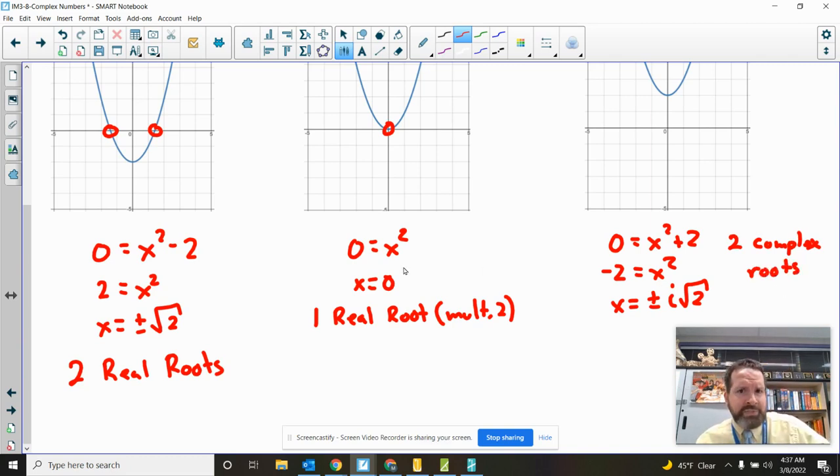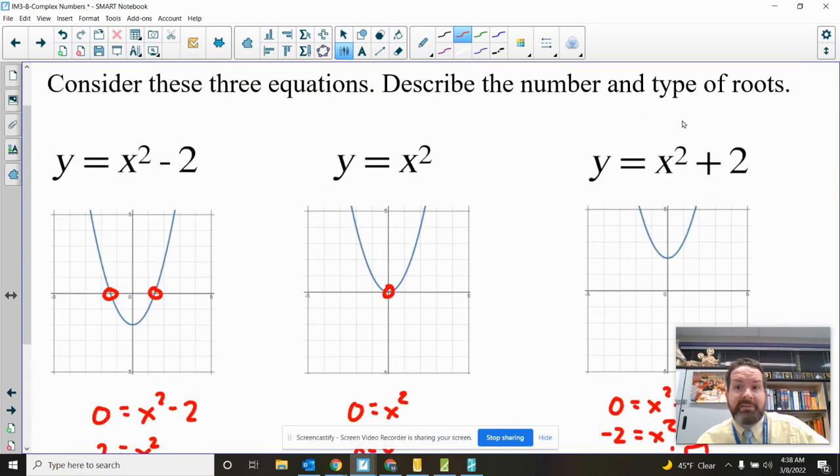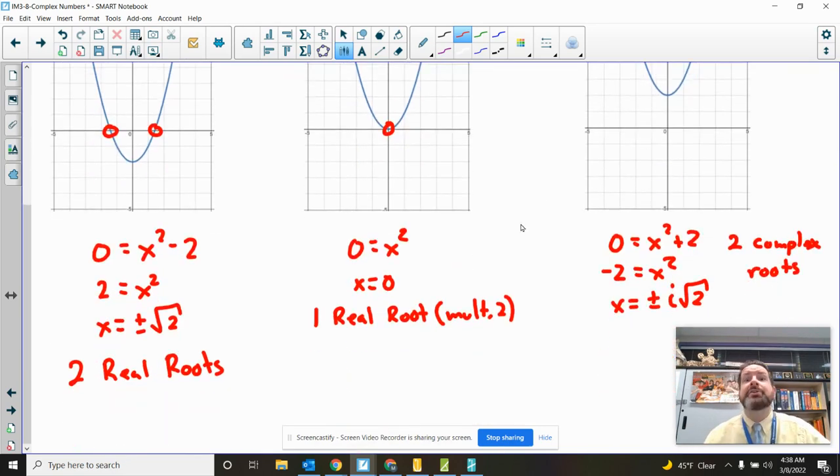Now, here's what I want you to take away. All three of these equations had two roots. Here it was two different real numbers. Here it was the same real number twice. Here it was two complex numbers. Complex because it's got this i involved because we had to square root a negative. Let's just bear that in mind as evidence.